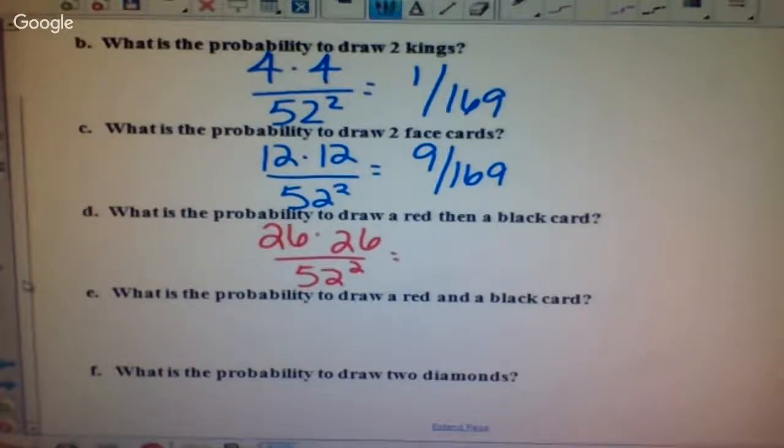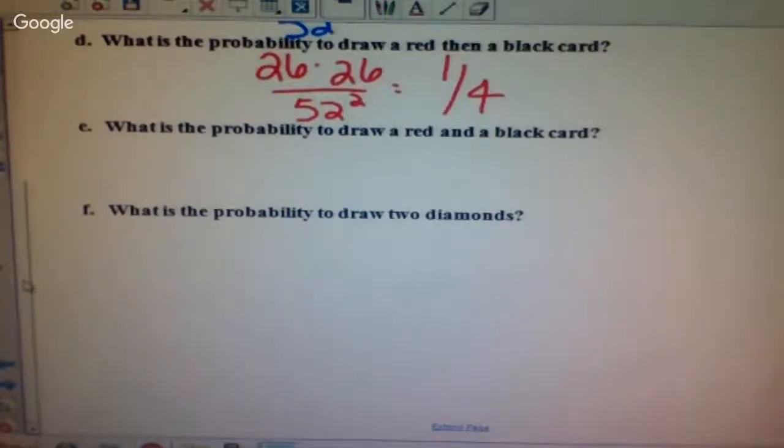1.25, 0.25, which is 1 1/4. I'm right. What is the next one you add? Okay, so take a look at D and E.